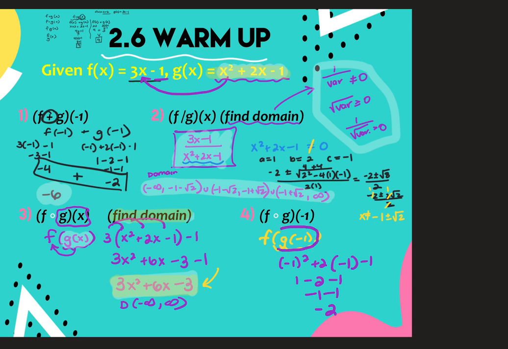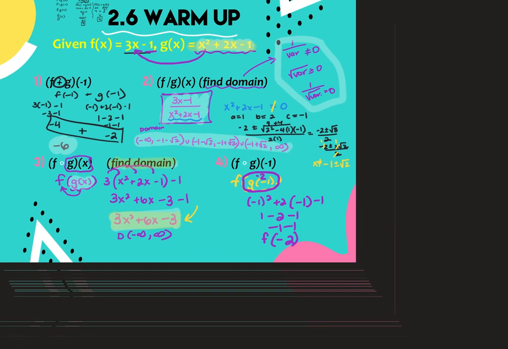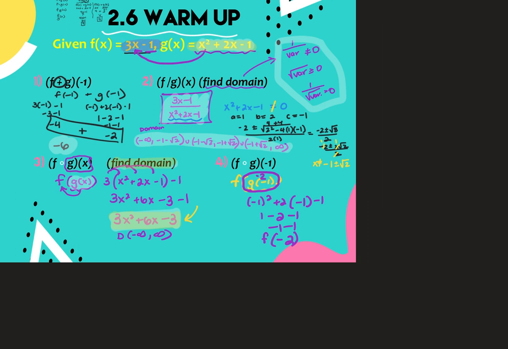And this whole thing gets replaced with negative 2, which means now we're finding f of negative 2. So to do that, we find the f of x this time, and we plug negative 2 in. So 3 times negative 2 minus 1, negative 6 minus 1, which is negative 7. And then that's the only answer. It's not a two-part answer. It is just the last answer.